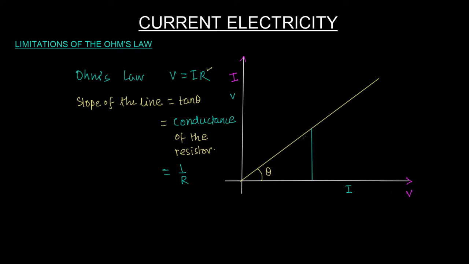And why does that happen? That happens due to the simple reason that if you take a point, let me make it a dashed line. So, if this is the point, and how is it represented? The x-coordinate is represented as I, the corresponding, say, I naught, and here it is represented as V naught. Then what happens?